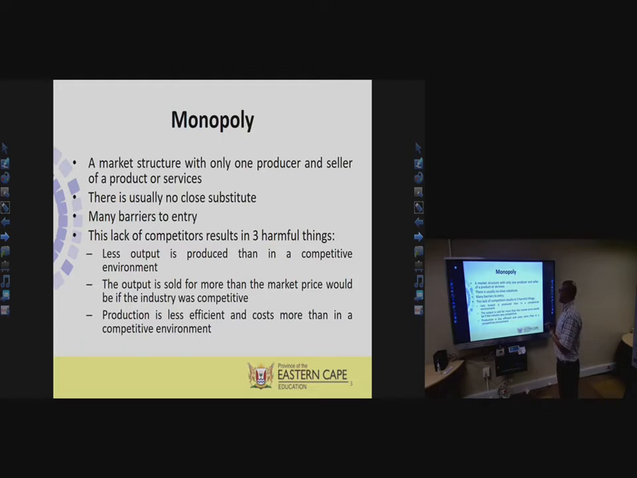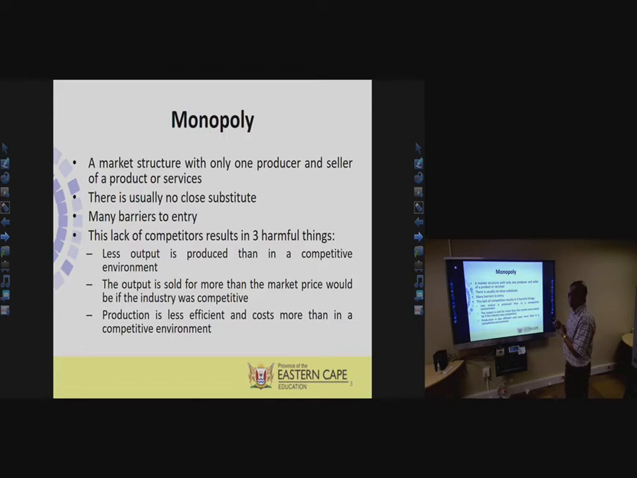A market structure with only one producer and seller of a product or service. It means that there is only one business manufacturing this particular product. There is usually no close substitute. That means there is no product similar to the product made by the monopoly. Many barriers to entry. It means that it is not easy for other firms and producers to get into this particular business.